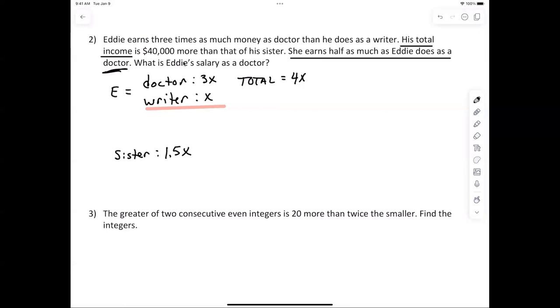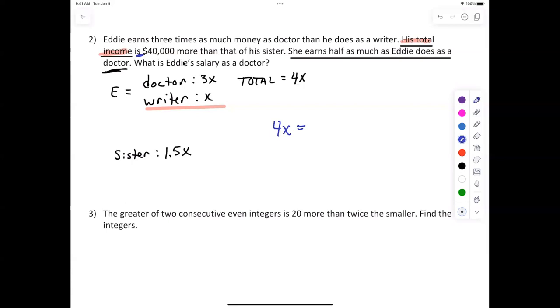Now here it was kind of mixed up, right? But his total income. Now, what's his total income again? Nope, nope, nope. Is what? 4x. Everybody write down 4x for me. His total income. What does "is" mean in math? Equals 40,000 more than his sister. How do I write 40,000 more than his sister?